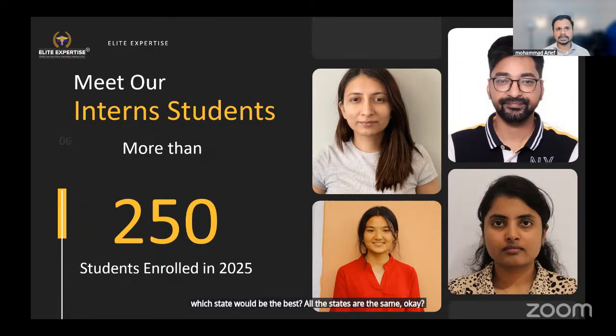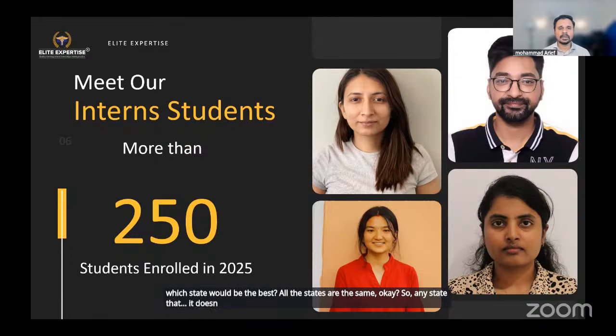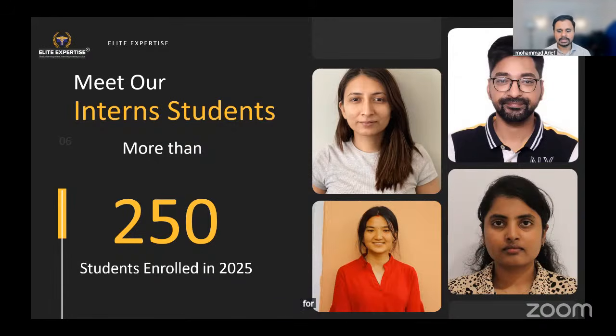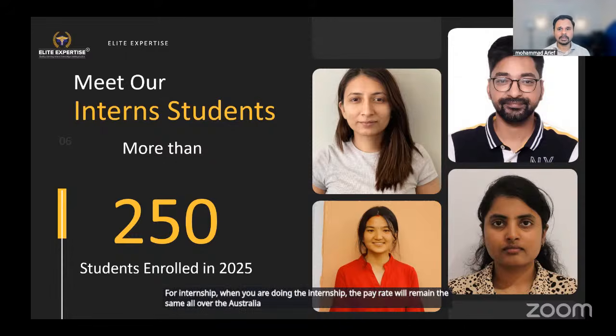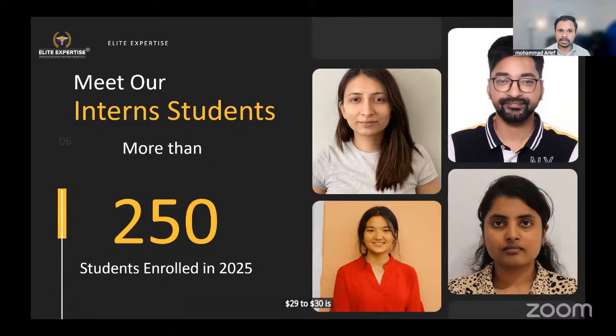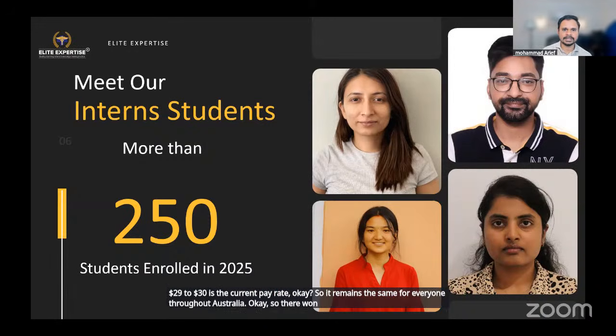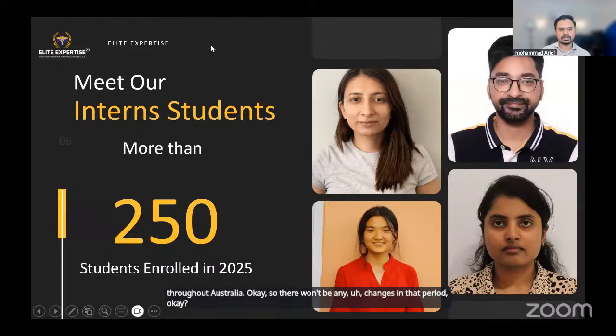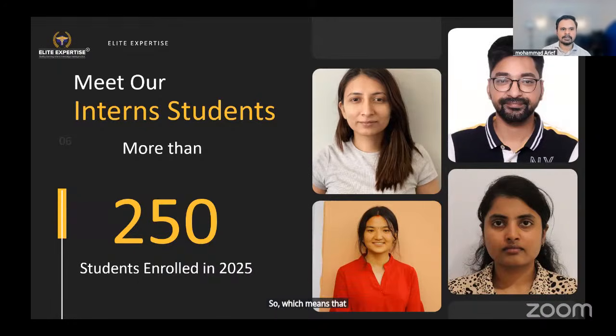Any state, it doesn't matter, because when you are doing the internship, the pay rate will remain the same all over Australia. For everyone, the current pay rate is $29 to $30. So it remains the same for everyone throughout Australia, and there won't be any changes in that pay rate. Which means it doesn't matter, all the states remain the same.